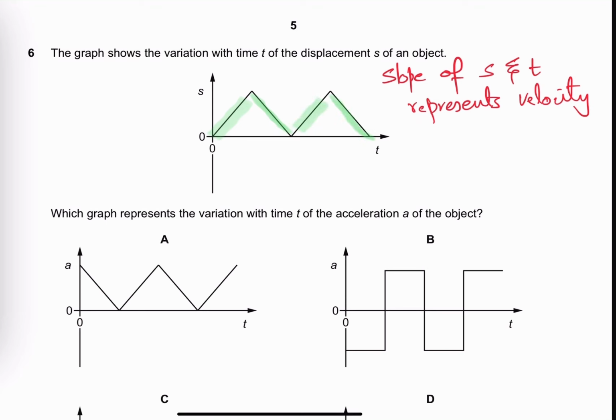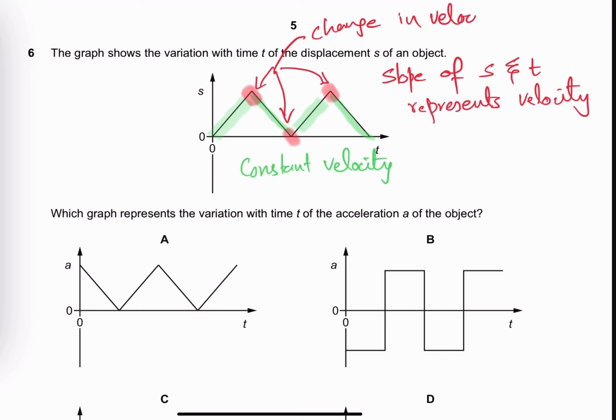Okay, so if you consider this is a constant slope, these green lines are showing you constant velocities. And if you see this point, the velocity is changing. At this point the velocity is changing, so this is basically a change in velocity. Okay, so these red points are where the change in velocity is, and that will lead to acceleration. So at this point there is only acceleration.